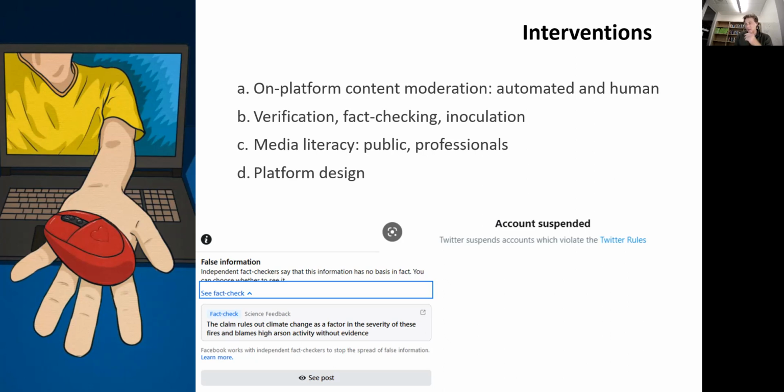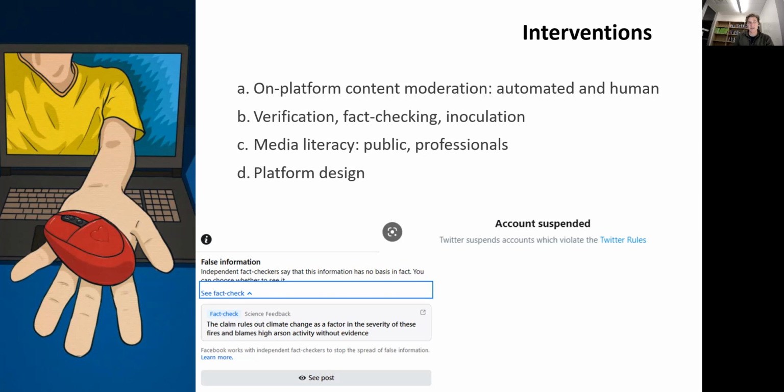So you have an example down the bottom there of an intervention on Facebook. This was from the video stills that I showed you before from the Australian bushfires with the arson narrative as opposed to the climate change narrative. So this has been subject to a fact check and an intervention on Facebook. When you first load that video, this is what you encounter. So fact check, see fact check, and then if you want to click through to the post, you can.